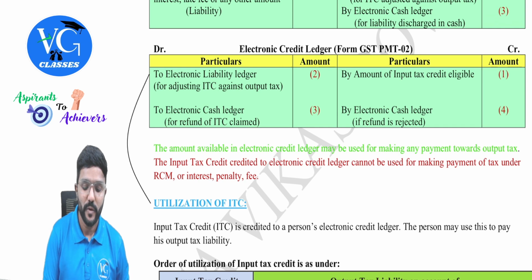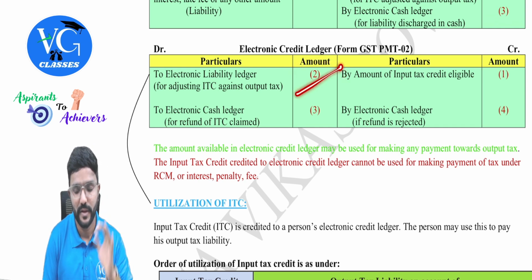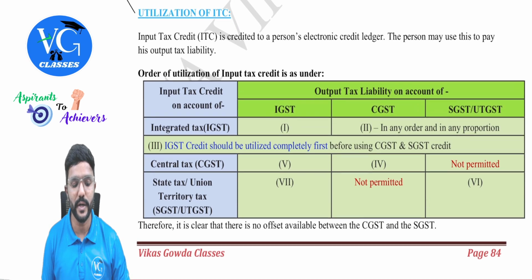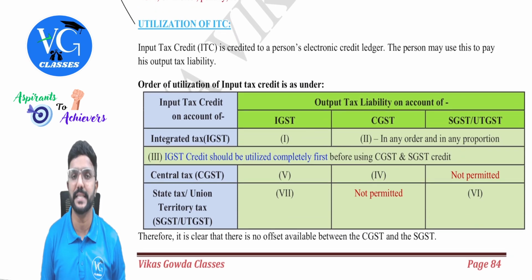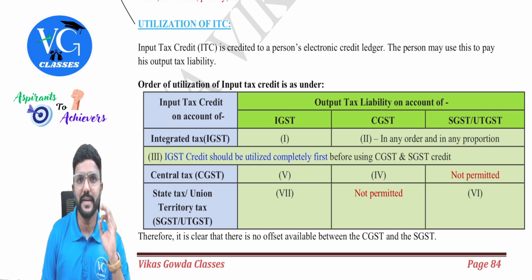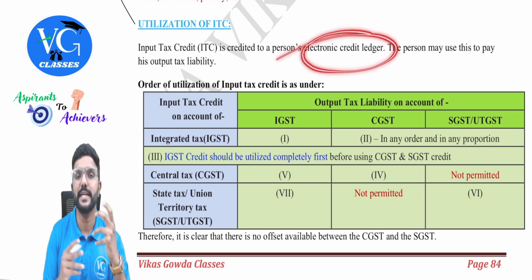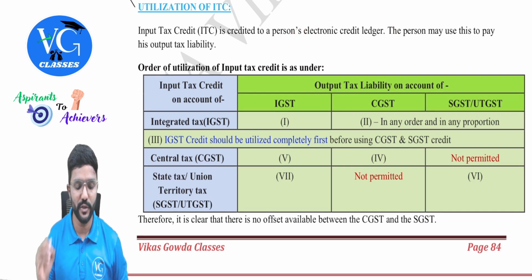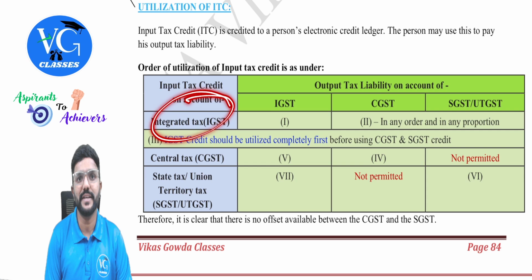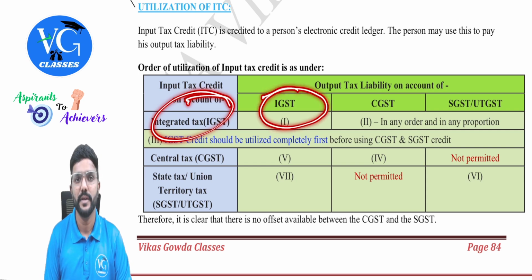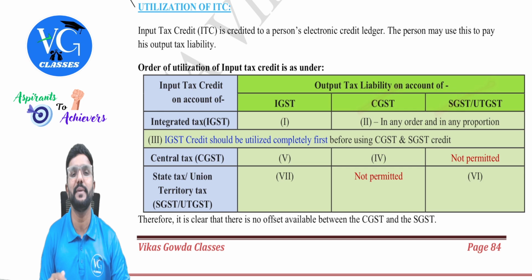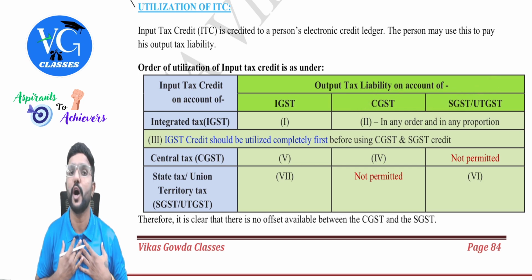So here I have told you whatever credit we utilize will be debited here, and the same amount would be credited here. Sir, how can I utilize the credit, in what order? Guys, we already discussed this in the input tax credit chapter, but let us try to recall it again. Whatever credit is lying in the electronic credit ledger, in what order can we utilize? First, we should always utilize IGST credit. IGST credit will be first utilized against IGST liability. If still we have IGST credit, then we can use it against CGST and SGST liability in any order, in any proportion, however we want.